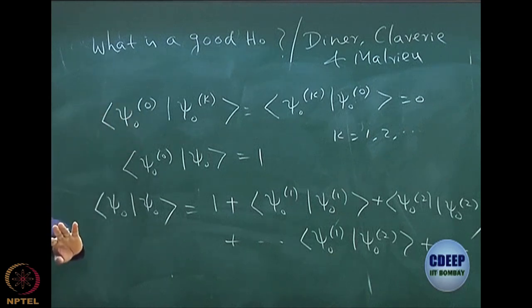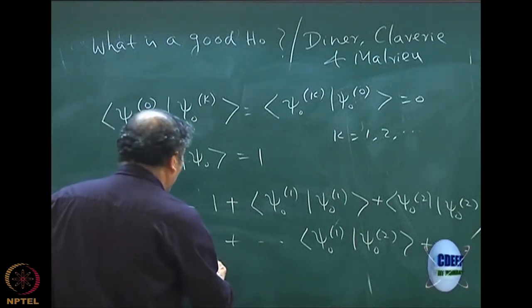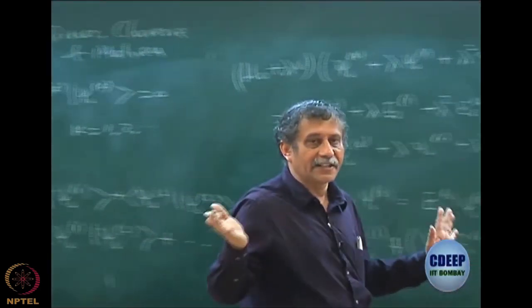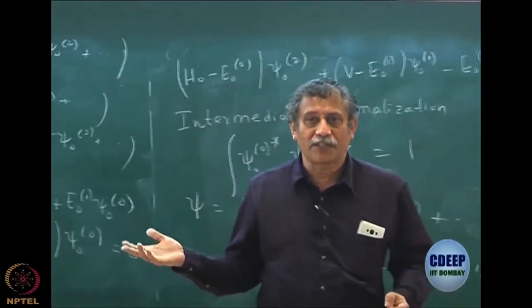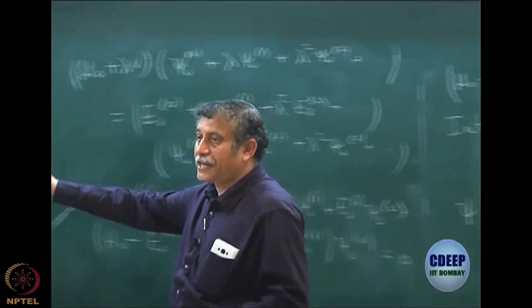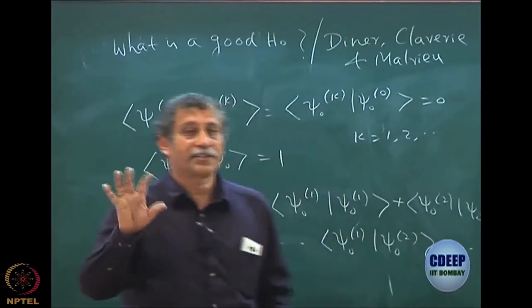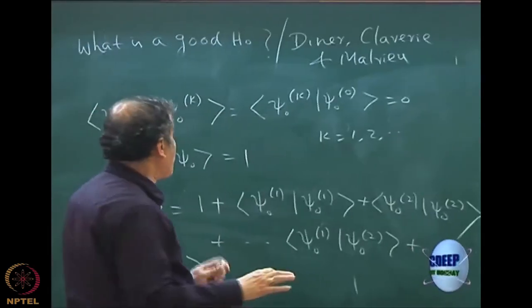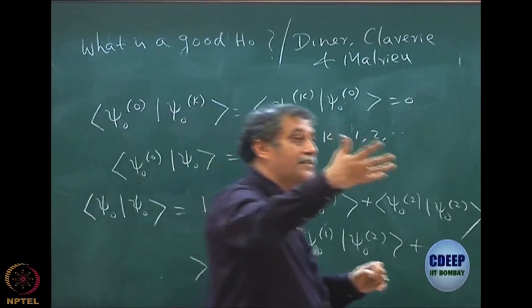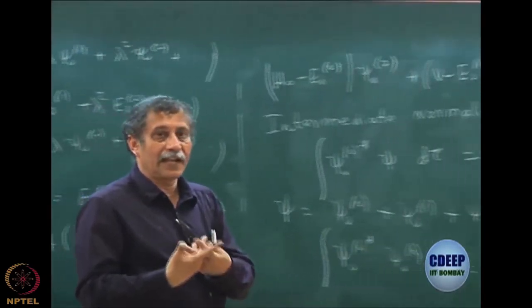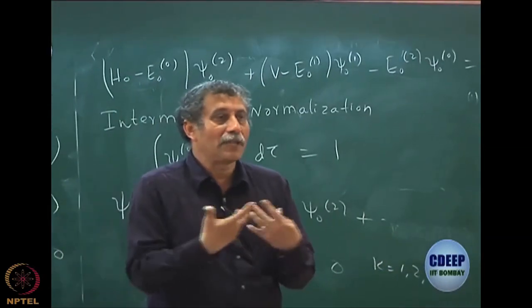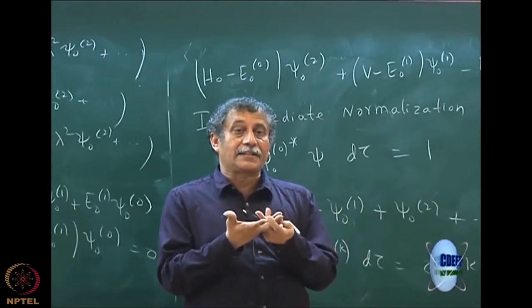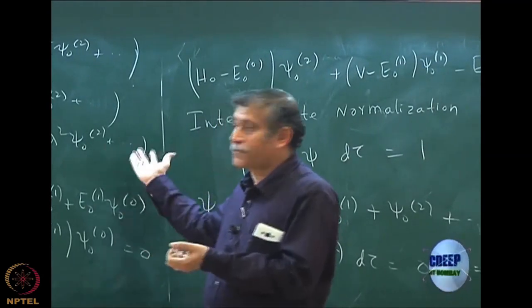All such terms will be there, and in particular, this cannot be 1; it is usually greater than 1. That is the important point. So, when I use intermediate normalization, I do not assume that psi naught is fully normalized. I cannot do both together. So, intermediate normalization and normal normalization are incompatible, meaning both of them will not go together. I am actually sacrificing full normalization, because the equations become simpler.